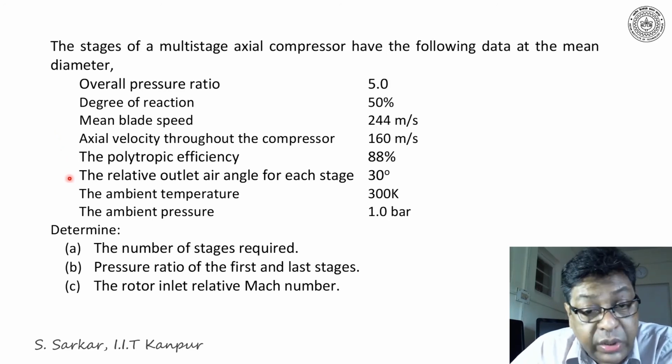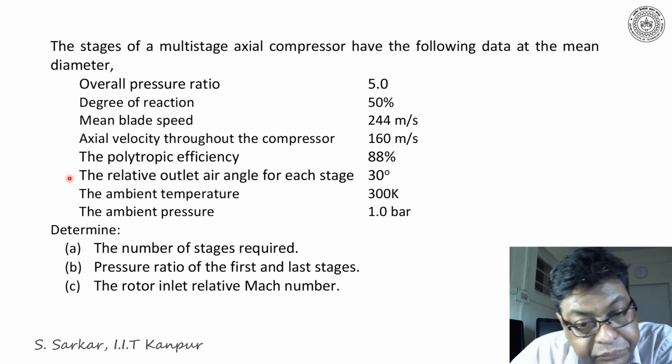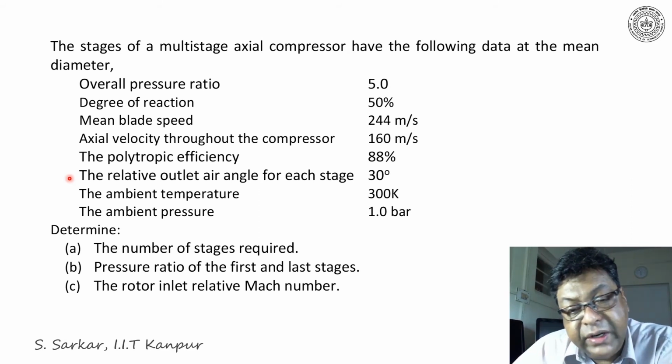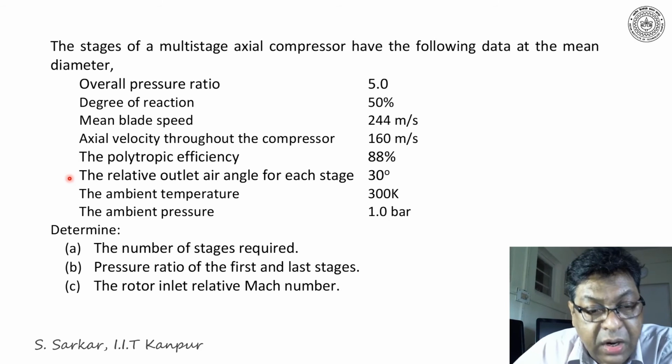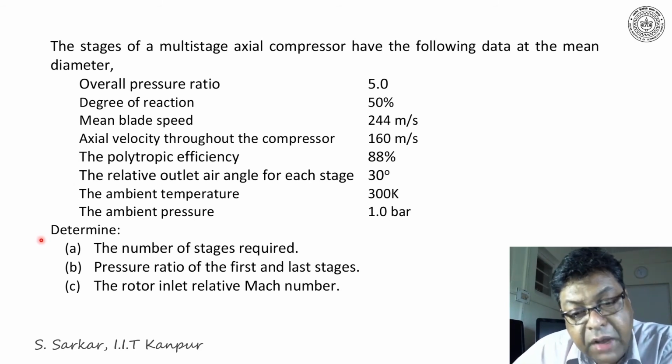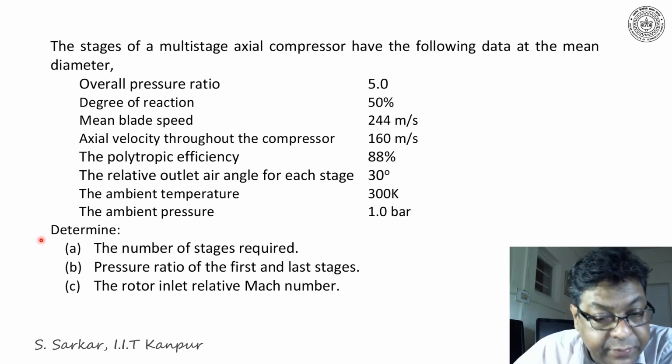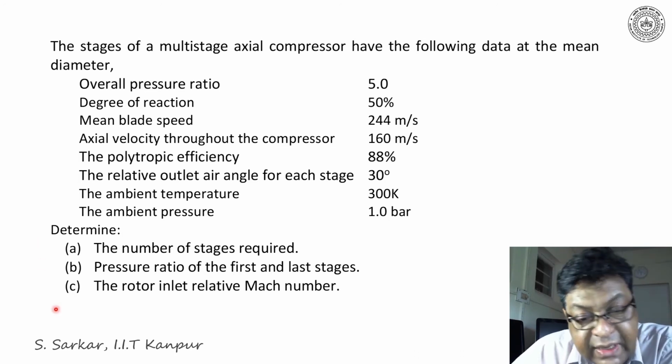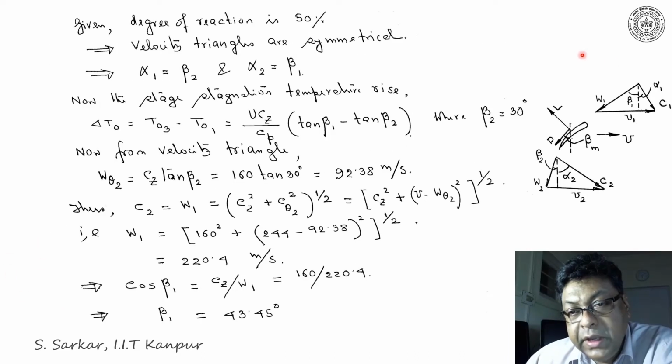The relative outlet air angle for each stage is 30 degree. Ambient temperature 300 K. Ambient pressure 1 bar. Determine the number of stages required, the pressure ratio of the first and the last stage, the rotor inlet relative Mach number. Here also I have drawn the velocity triangle at the inlet and exit of the rotor at the mean radius before solving the problem. All the notations are the same as before.